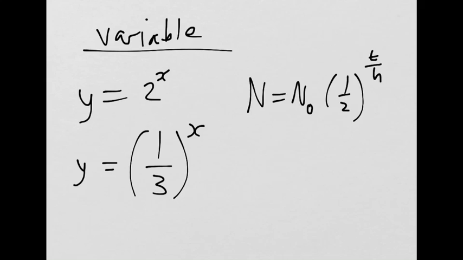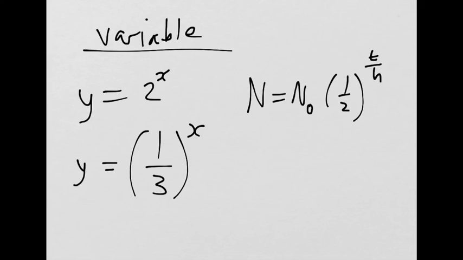Okay, where N naught is a parameter. That's the initial mass that you start with. Half-life is also a parameter. It's based on what isotope you're talking about, and t is the variable here. It appears in the exponent, so therefore it's an exponential function. That kind of tells you exponential means that there's a variable in the exponent. Maybe that's a good way of saying it.